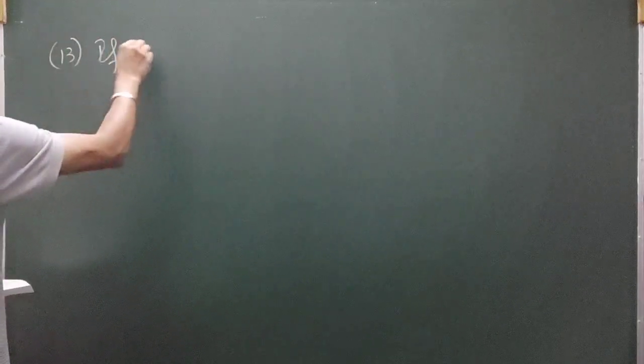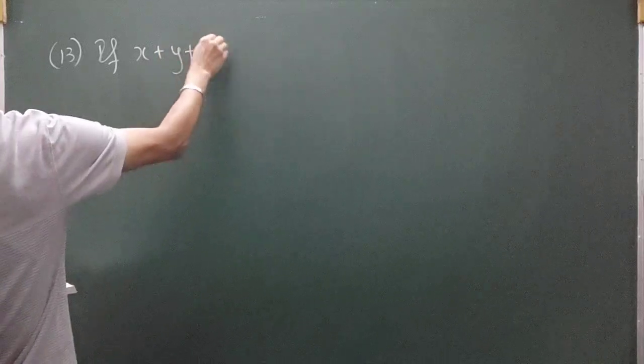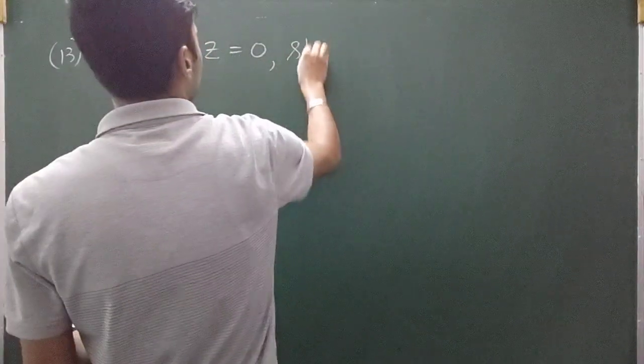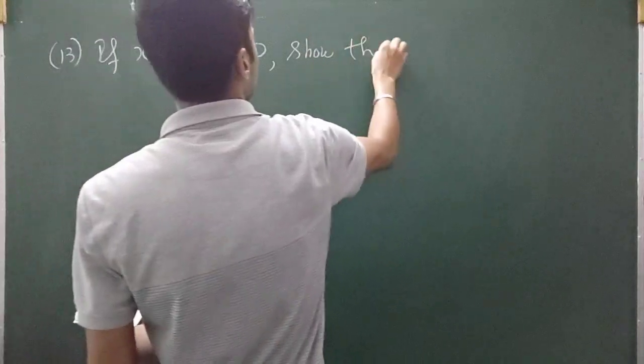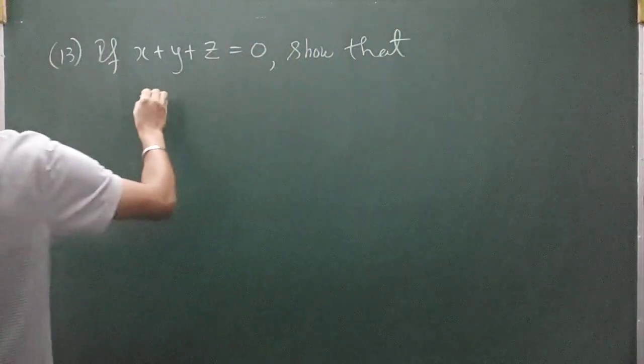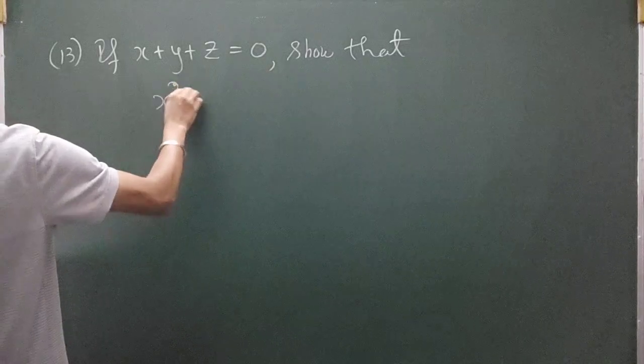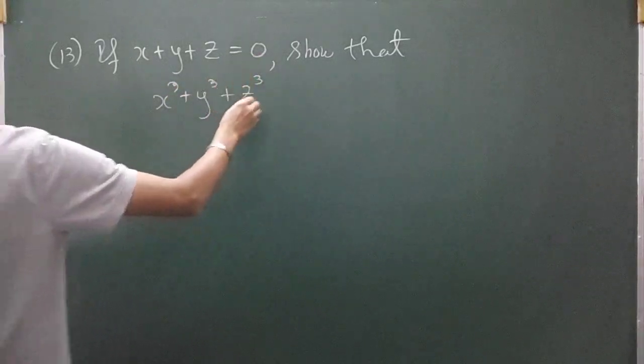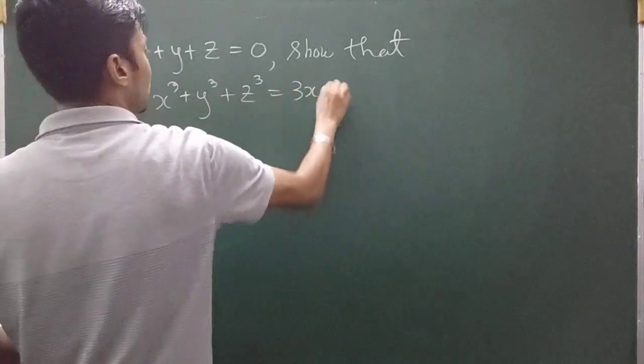Next, number 13. If x plus y plus z is equal to 0, show that x cube plus y cube plus z cube is equal to 3xyz.